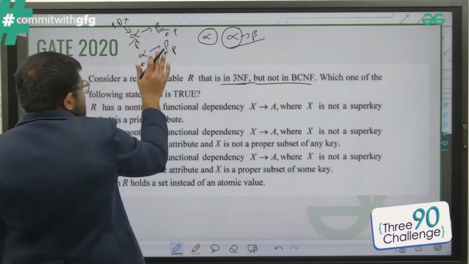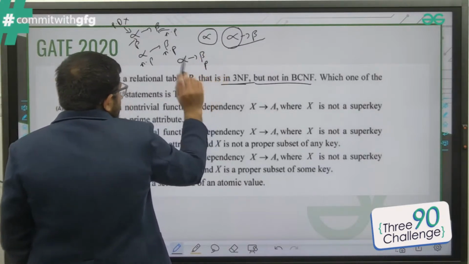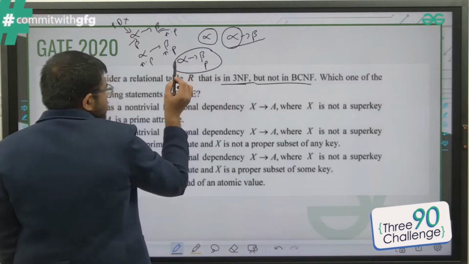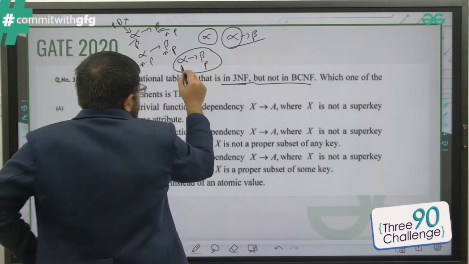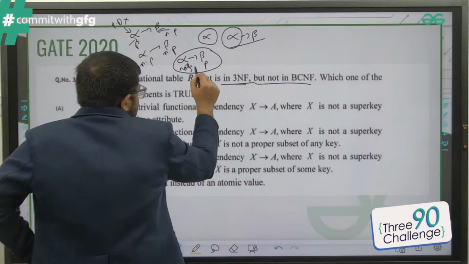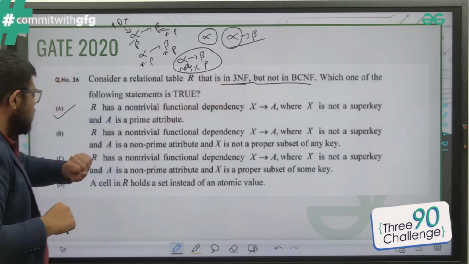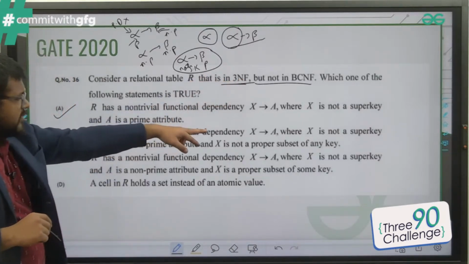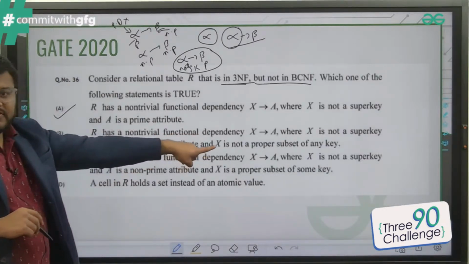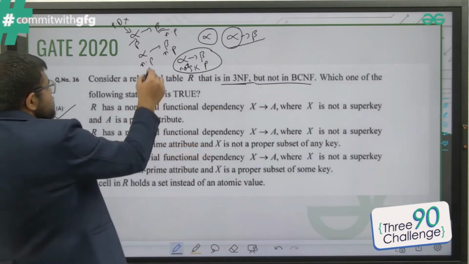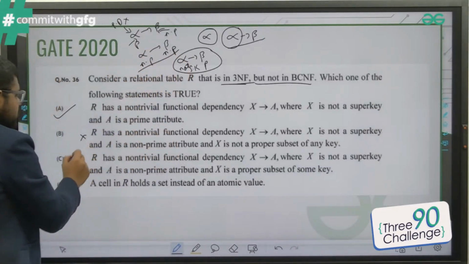But in 2NF and 3NF, there was no condition against having a functional dependency alpha to beta where beta is a prime attribute. So in 2NF and 3NF, you can have alpha to beta where alpha is not a super key and beta is a prime attribute. So option A is correct because it must also be in 3NF. Now, look here, R has a non-trivial functional dependency where X is not a super key and A is not a prime attribute and X is not a proper subset of any key. So that means it is a transitive dependency. If it is a transitive dependency, it is not in 3NF. So this option is false.